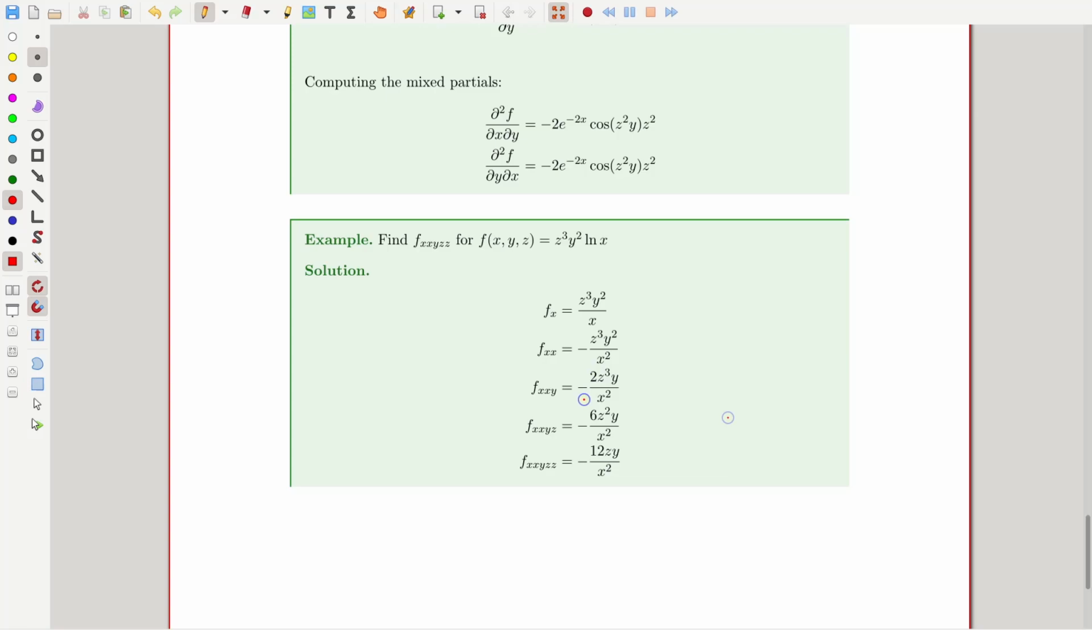And then I take 2 z derivatives. So we have a z cubed here. That's going to become 3z squared, give me a 6z squared. All the other variables are treated as constant. And the second z derivative, the z squared becomes 2z. So we end up with the final expression.